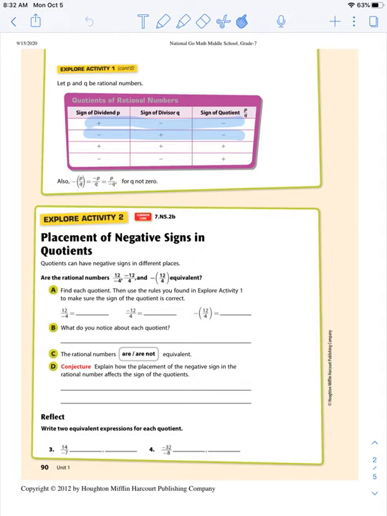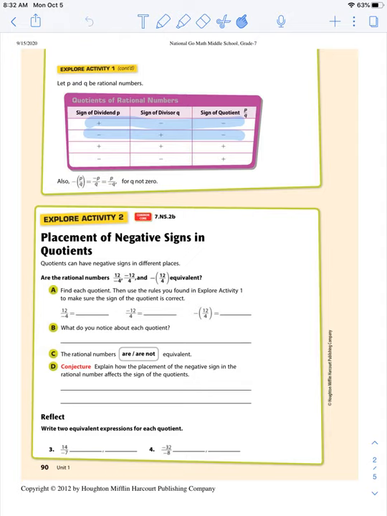Okay, so next example, placement of negative signs in quotients. Quotients can have negative signs in different places. So notice, if we had the fraction 12/4, I can put the negative sign on the 12 or on the 4, but if there's one negative sign, it's just going to be a negative number. So our solution, our quotient, would also be negative.